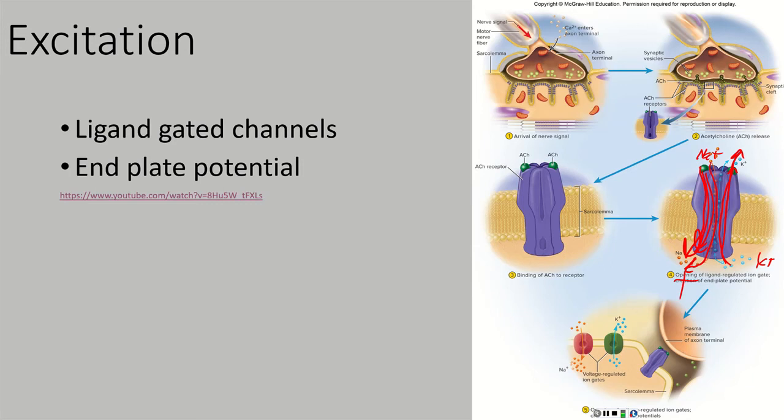And what happens is right here, right at the synapse, we get a little bit of a change in voltage. This part of the membrane is going to become less negative, more positive. And this is called an end plate potential. An end plate potential is the change in voltage at the motor end plate.